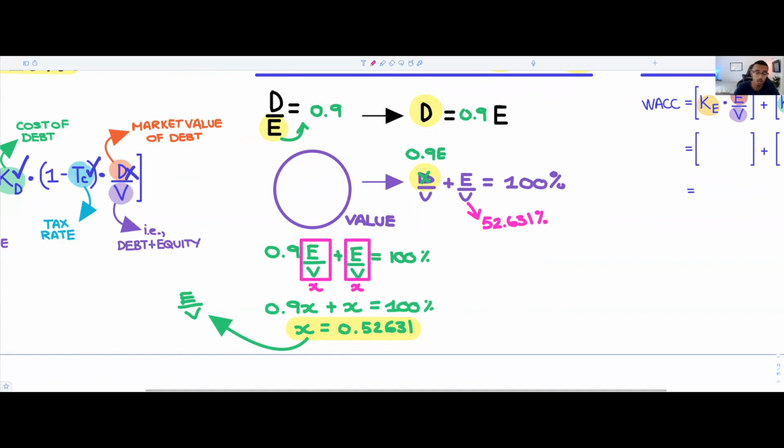Make sure I didn't make any errors. 631. So we know that the remaining piece of the pie, debt over value, which I'll color in a different color, let's call it this one here, we could call it simply 47.369%.